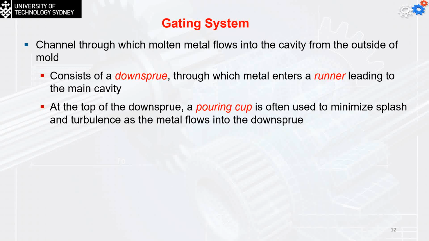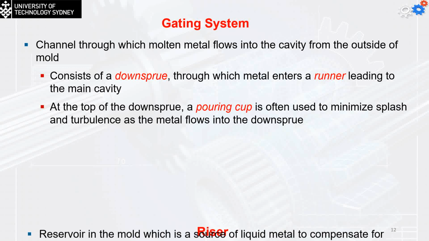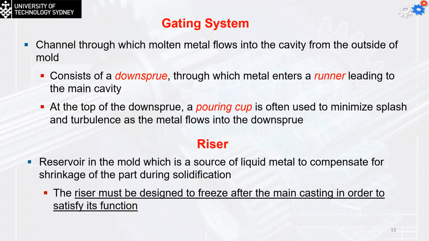The riser, the part we saw just before the cavity, is a reservoir in the mold, which is the source of liquid metal to compensate for the shrinking of the part during solidification. So when the part shrinks, we're going to have some cavity. The molten metal in the riser will start to fill these cavities and get the final shape. The riser should always be designed so it freezes just after the freezing of the original cavity of the mold.